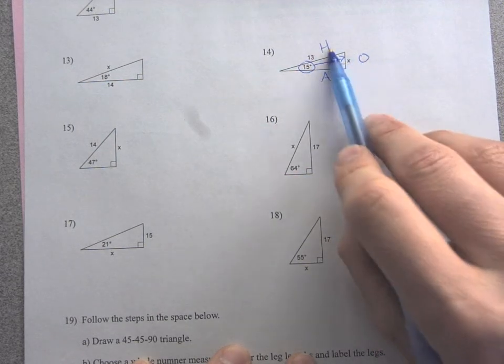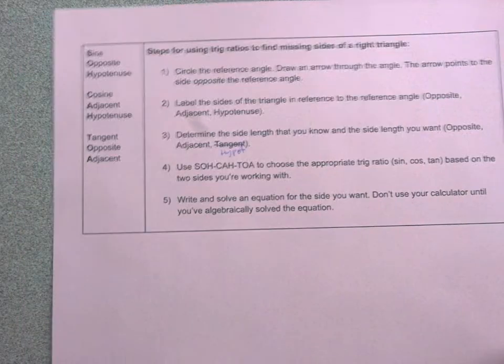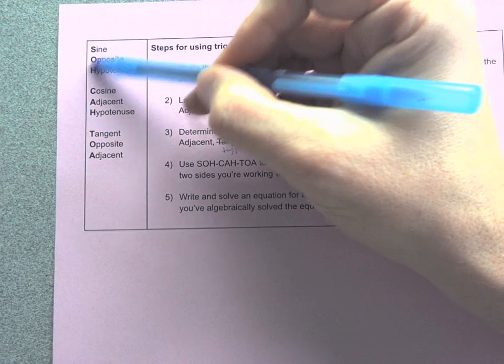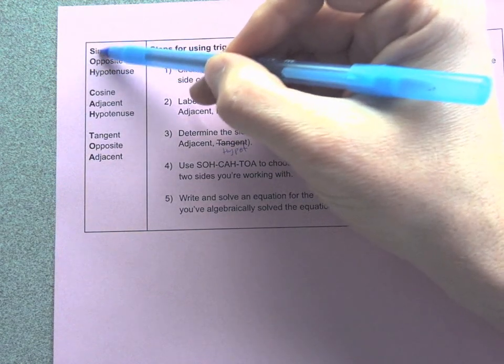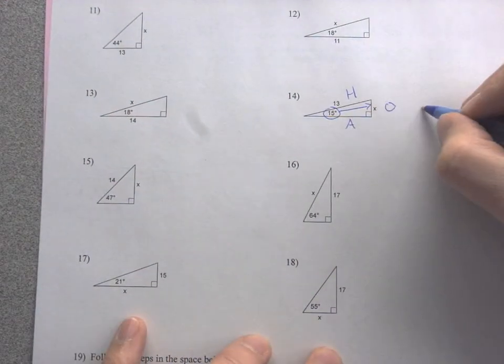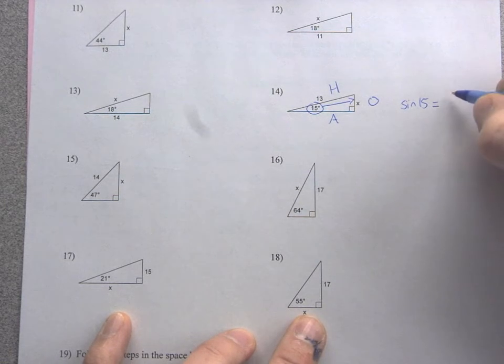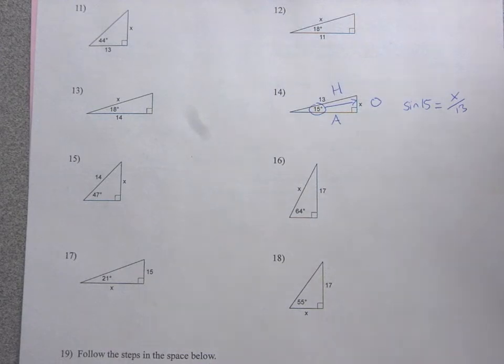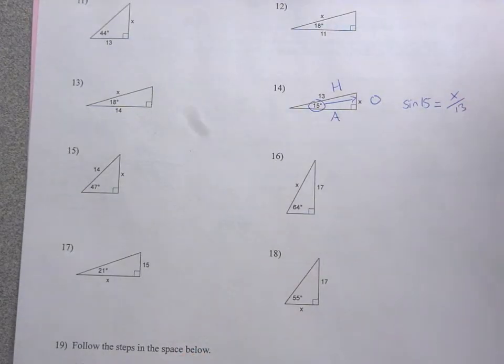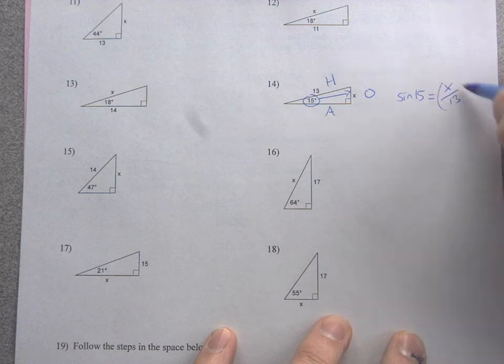So if I'm using opposite and hypotenuse, I have to figure out what trig ratio goes with those. I'm going to look at SOH-CAH-TOA. Opposite and hypotenuse go with sine. Sine is the trig ratio I need for opposite and hypotenuse. So sine of the reference angle, 15 degrees, is going to equal the opposite over the hypotenuse. This one's a little bit different from the other one because the x is no longer on the bottom. The x is on the top. We want to get x by itself. This one's actually going to be a little easier. I'm going to multiply both sides by 13.